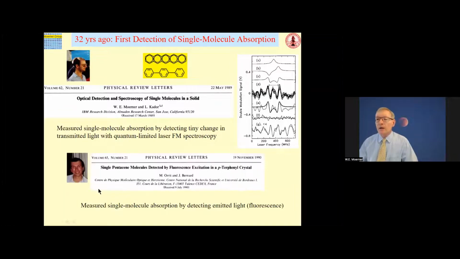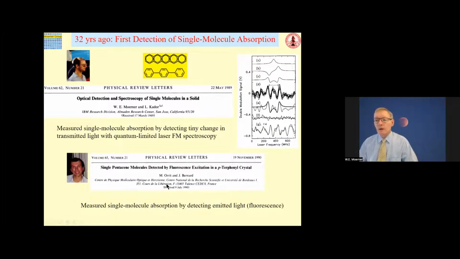A year later, Michel Orrit in France also used pentacene and paraterphenyl and detected single molecules by fluorescence, detecting the light that they emit, which is an alternative technique, but it turns out has higher signal to noise.